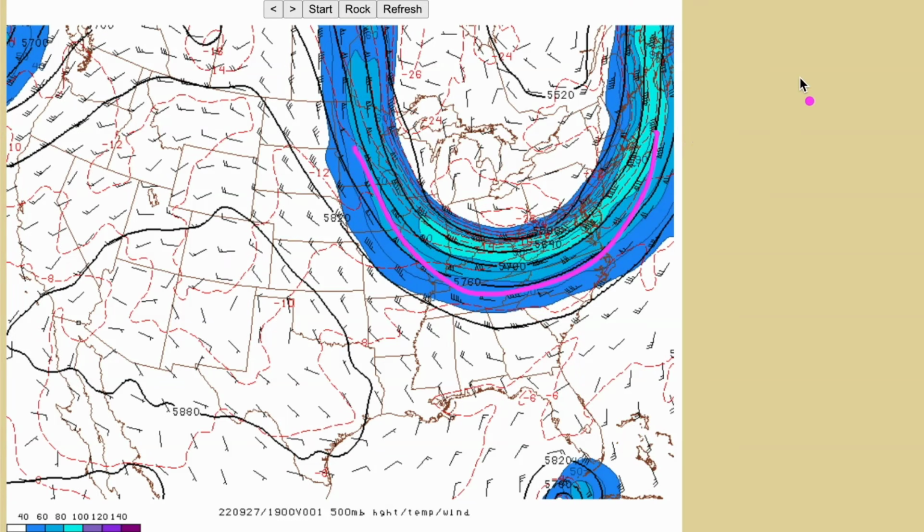Some of the models were differing on the behavior of this trough and how it would interact with Ian as it moved north. Some had it a little bit more amplified, meaning the westerly and southwesterly flow around the base of the trough would start to push Ian off toward the northeast a lot sooner. Some had a little bit less amplified, less intense trough that would allow Ian to move a little bit farther north before taking the turn off to the east, the northeast. So it was a little bit unclear.